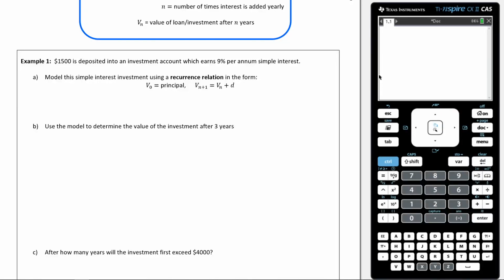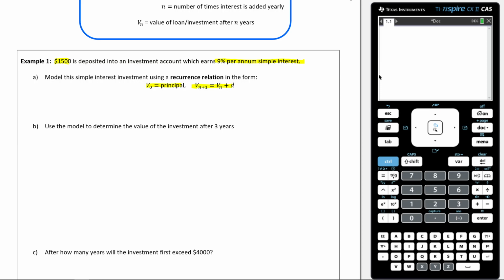All right, let's now answer example 1 here. It says $1,500 is deposited into an investment account which earns 9% per annum simple interest. Model this simple interest investment using a recursion relation in the form of this. All right, so let's give this a go.